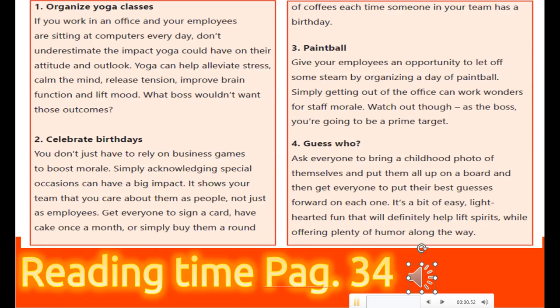Number three, paintball. Give your employees an opportunity to laugh off some tension by organizing a day of paintball. Simply getting out of the office can work wonders for staff morale. Watch out though, as the boss, you're going to be a prime target. Number four, guess who? Ask everyone to bring a childhood photo of themselves and put them all up on a board and get everyone to put their best guesses forward on each one. It's a bit of easy, lighthearted fun that will definitely help lift spirits while offering plenty of humor along the way.